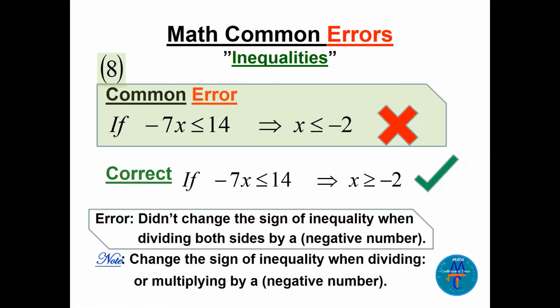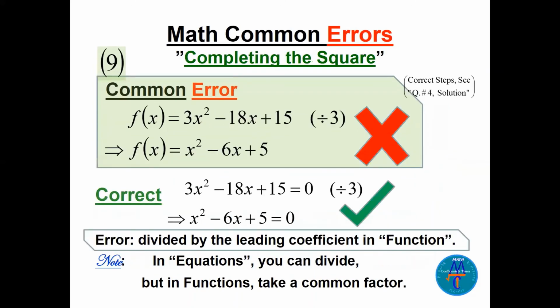X is greater than or equal to minus 2. If you divide or multiply any inequality by a negative number, you should change the sign. We don't do this in equations because in equations we have only the equal sign. Okay, number 8, this is number 8. Number 9, also, many people make this math error.